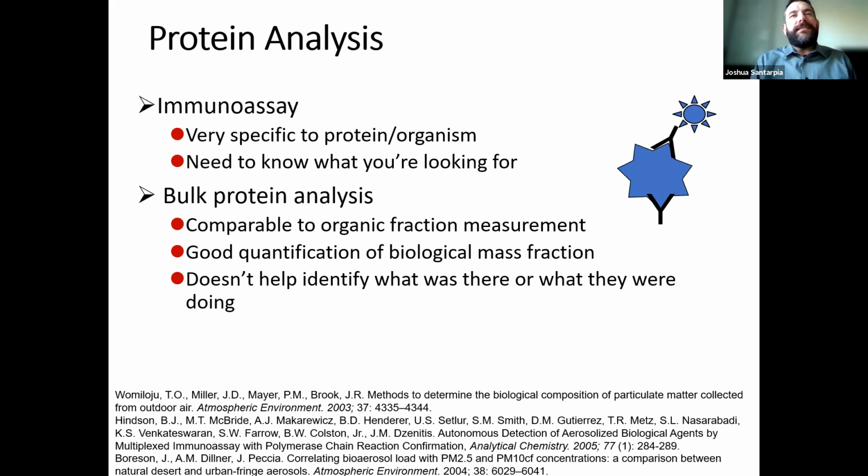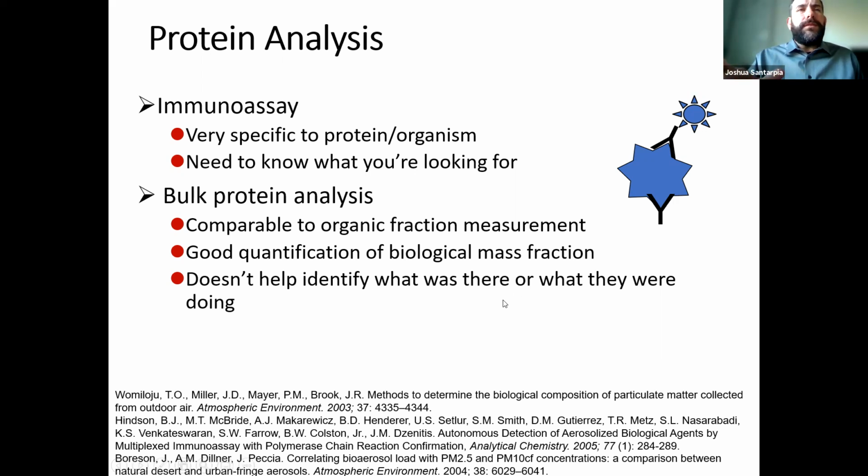So protein analysis is another way. I think proteins are translated nucleic acid. So this is the functional part of the organism. There's a lot of value, I think, in characterizing the proteins in an organism. If you look at things like we normally do for identification, things like immunoassay are very specific to a specific organism. You can do bulk protein analysis, which just looks at the total amount. You can use this to sort of get an idea of how much bioaerosol, like the bioaerosol mass, just by bulk protein analysis.